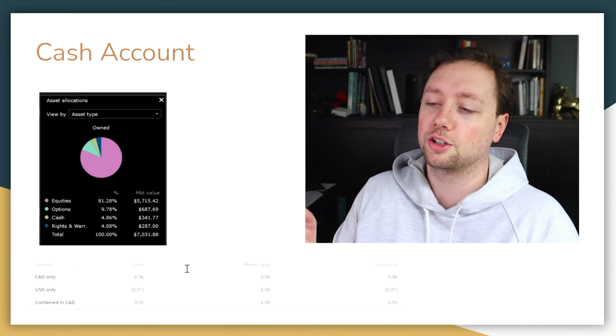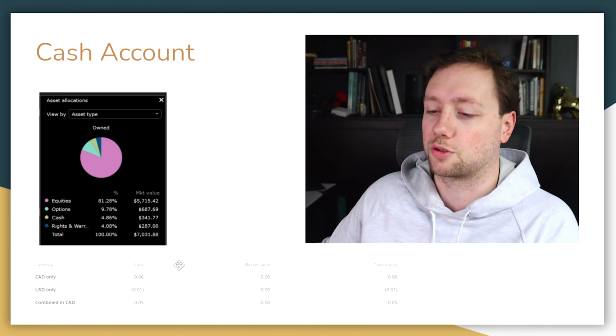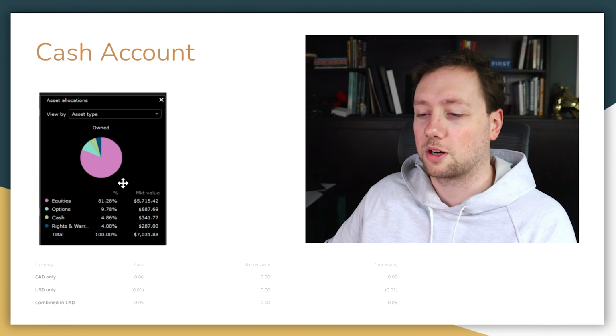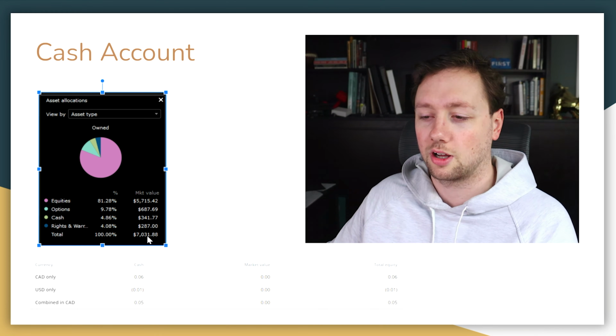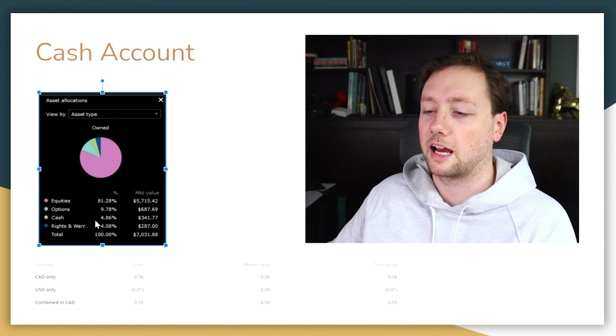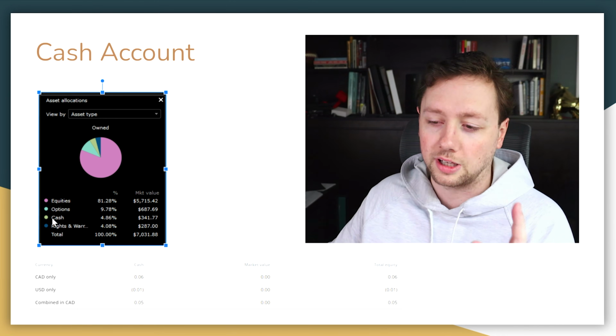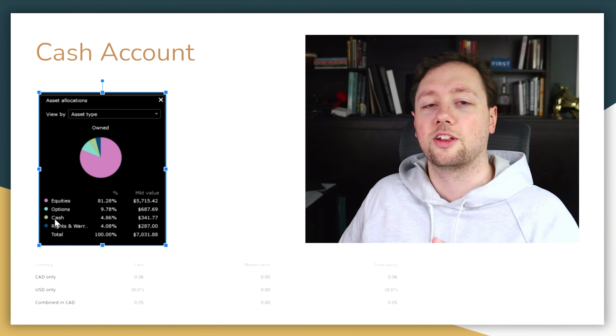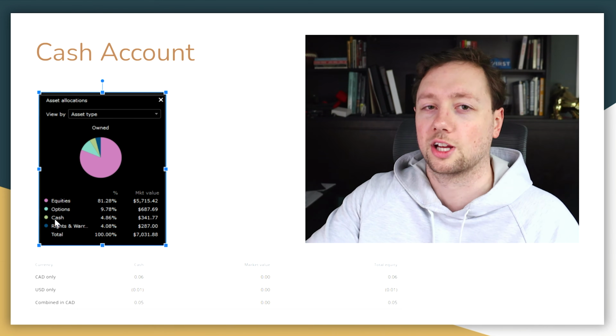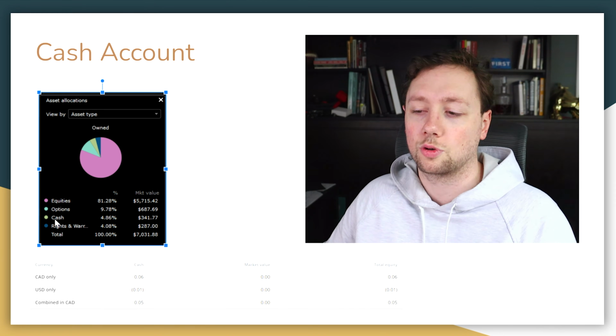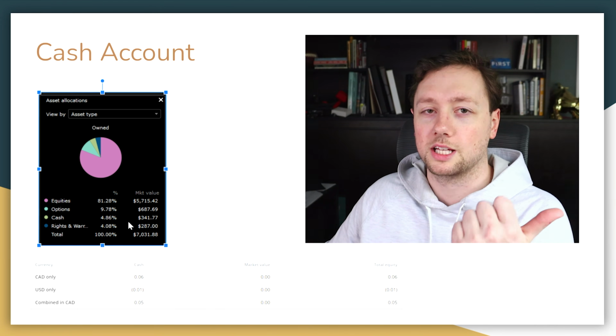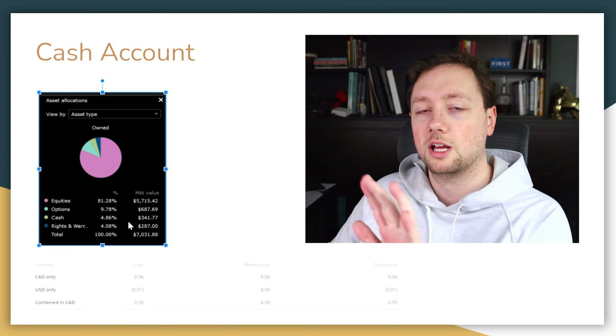Now, to monitor the cash in your account, I've taken some screenshots of my Questrade. Here is one of my accounts. You can see I've got $7,000 worth of stocks and securities, and I have $341 worth of cash right here. So that means that if I don't want to use my margin, I can only spend $340 between buying the securities and the commission for that trade. So keep that in mind.